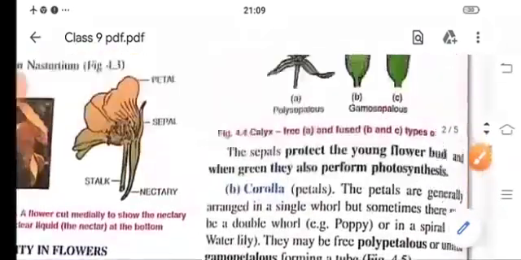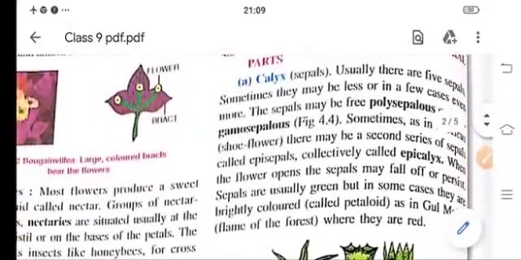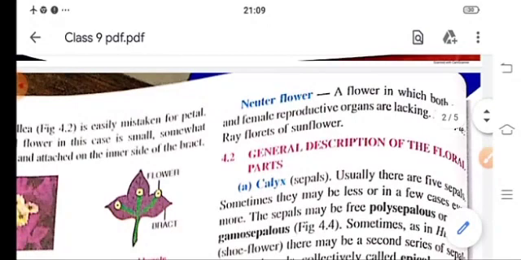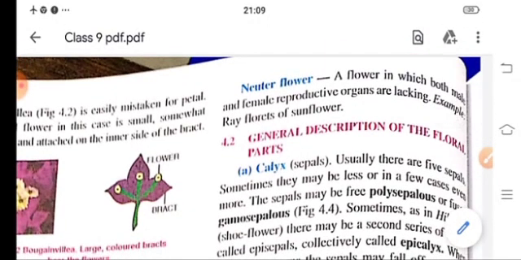Now here some other technical terms are there. Neutral flower. Now the flower in which both the male and the female reproductive organs are absent. That means they are the neuter flowers, like the ray florets of the sunflower. The ray florets of the sunflower don't have any female or male reproductive organs.